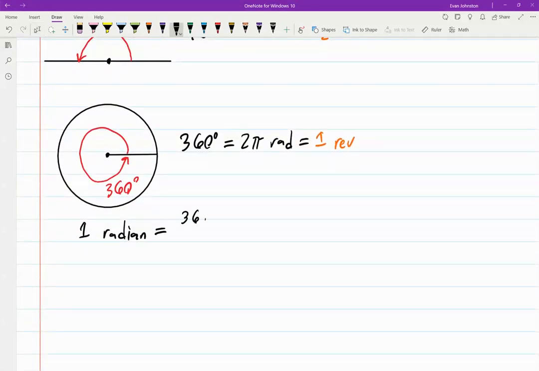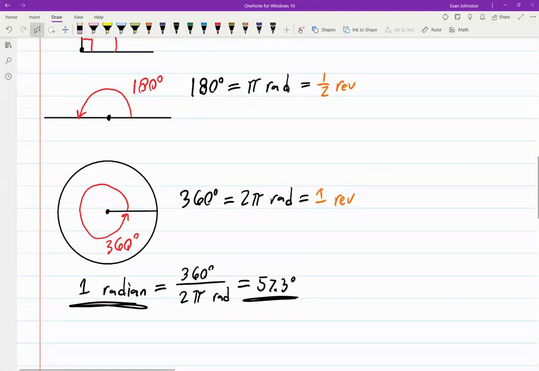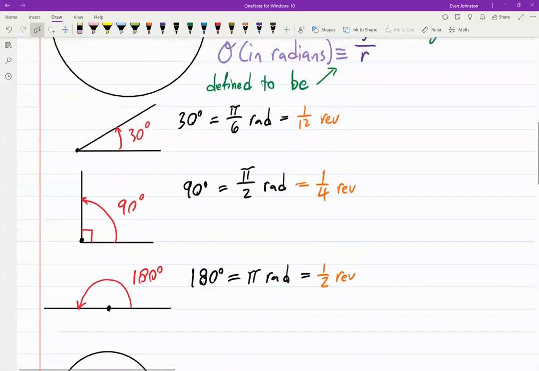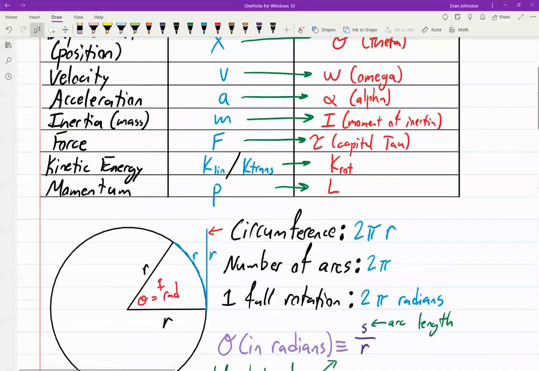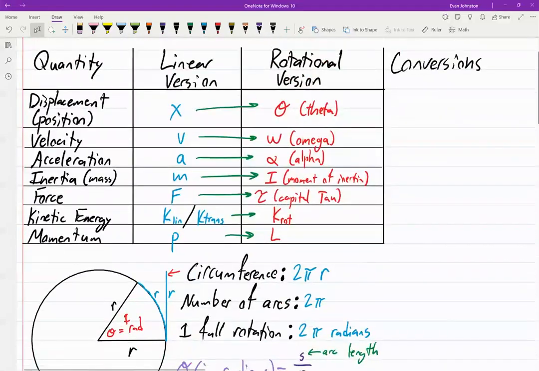I want to compare the number of degrees around a circle to the number of radians around a circle. Really, I'm doing a unit cancellation here. A full circle is 360 degrees. A full circle is 2 pi many radians. And so it turns out that 360 over 2 pi gives us 57.3 degrees. So 1 radian is 57.3 degrees, which is a really nice, awkward number when you stop to think about it. So I hope that helped with how we are going to be approaching some of these.